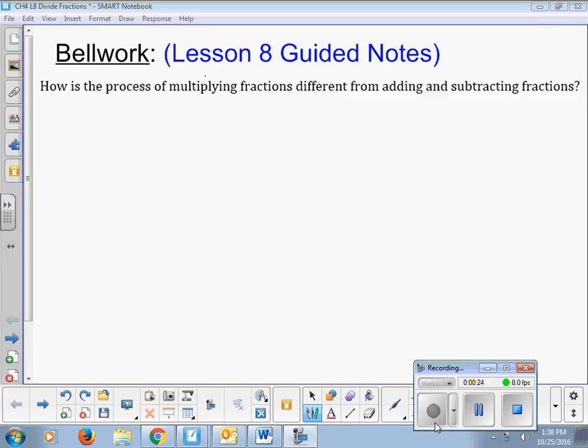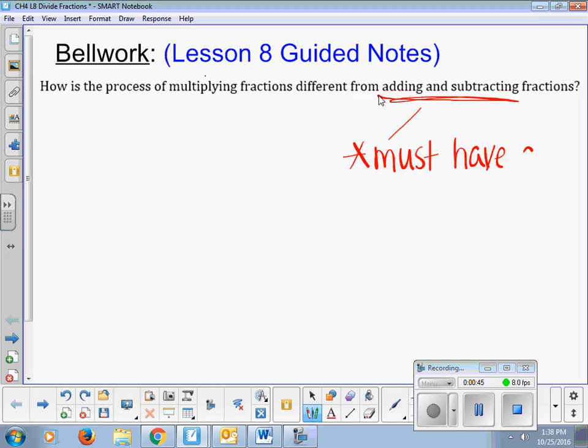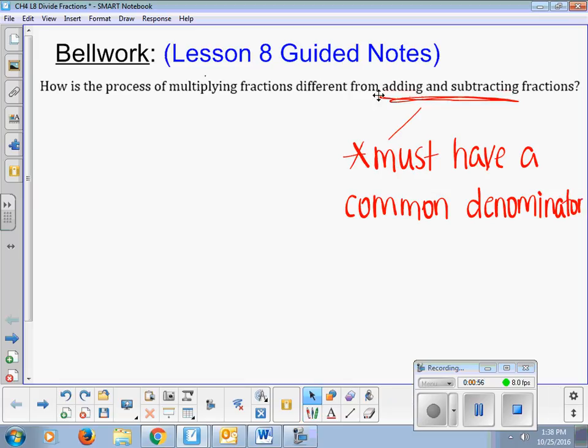What is important about adding and subtracting fractions? What has to be the same in both the fractions? Yeah, so for adding and subtracting, you must have a common denominator. Do you need a common denominator for multiplying? No. You don't need it for multiplying.